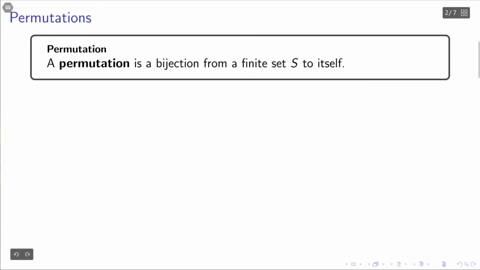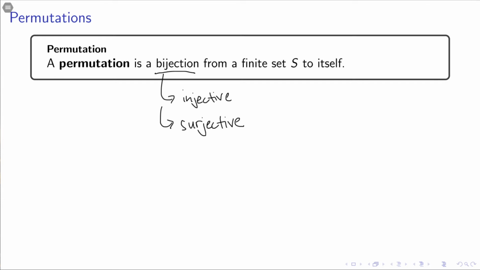Permutations. A permutation, formally, is a bijection from a finite set S to itself. Right, so we've learned about bijections before. These are functions that are both injective, or one-to-one, and surjective, onto.